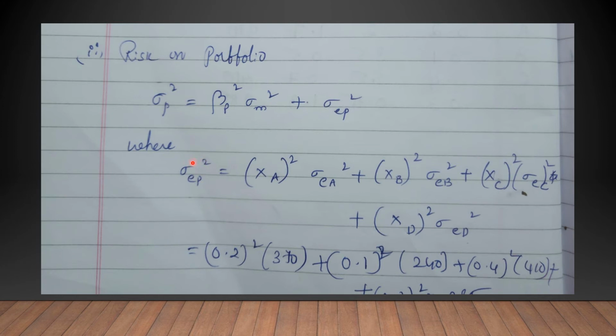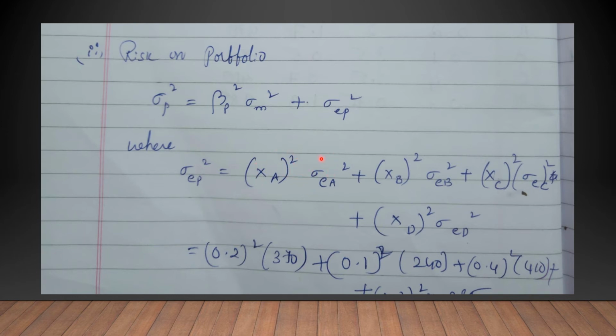So variance of the portfolio or variance of the individual security. Then here beta P square is nothing but systematic risk. Then sigma m square is the variance of market. Whenever you get a square, it is nothing but variance. So variance of individual security and variance of the market. All these things are there.